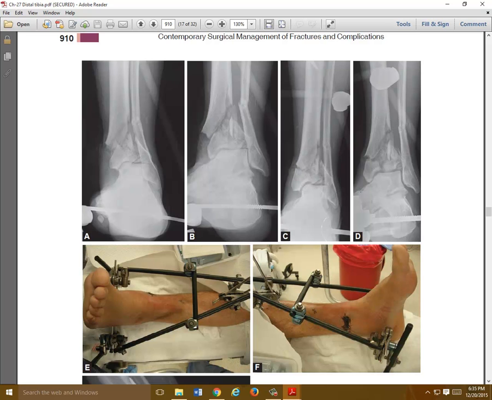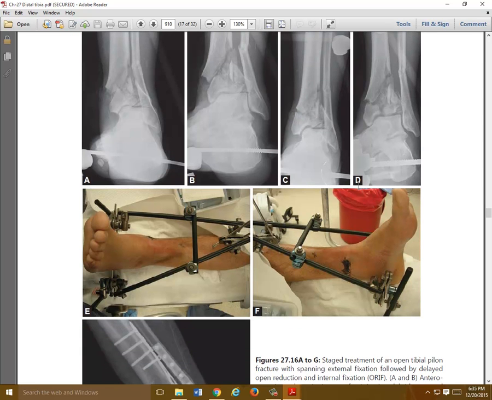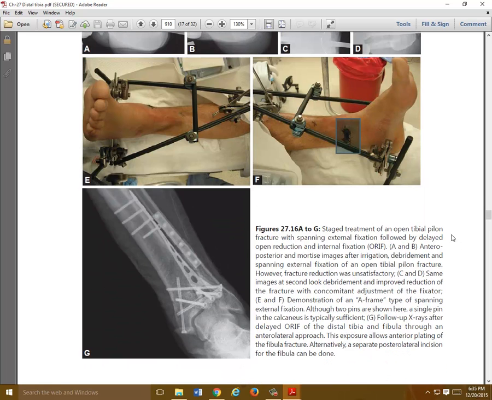Here's an example of the staged treatment and standard A-frame that many of you will see. Here you can see this is an open injury on the medial side, treated with initial external fixation and then going on to anterolateral fixation, staying away from that open wound and fixing the fibula directly through the same incision anterolaterally. Okay.